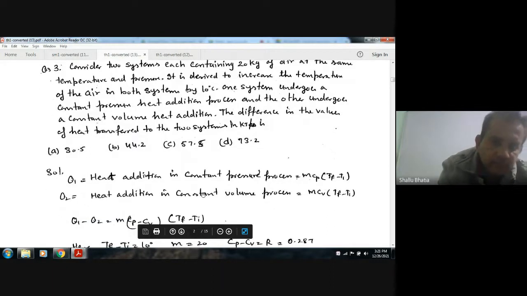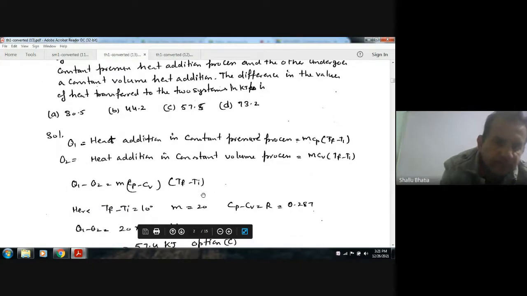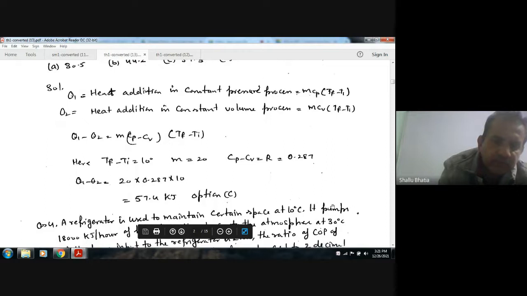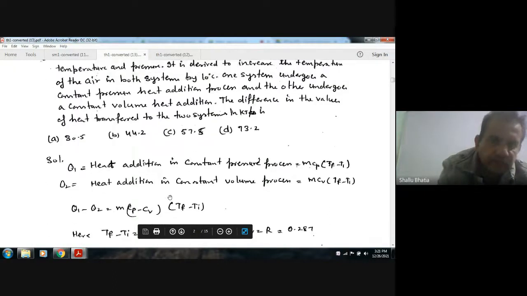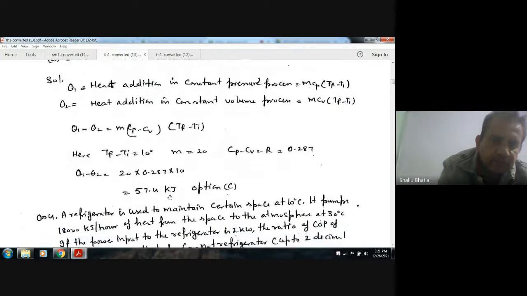So the difference of these two, we have to calculate the difference in the value of the heat transfer. The difference will be Q1 minus Q2, m (Cp minus Cv)(Tf minus Ti). Tf minus Ti is your 10 degrees Celsius, m is your 20, and Cp minus Cv is your R. R for air is 0.287 kilojoule per kilogram per degree Kelvin. So putting the values 20, 0.287 and 10, we have 57.4 kilojoule of heat difference. So the answer is option C.